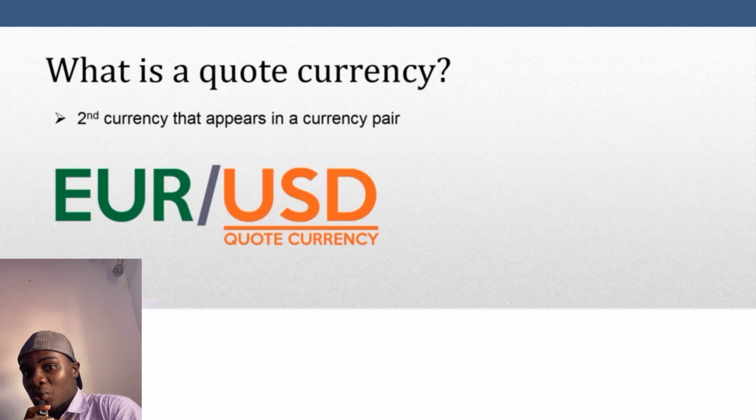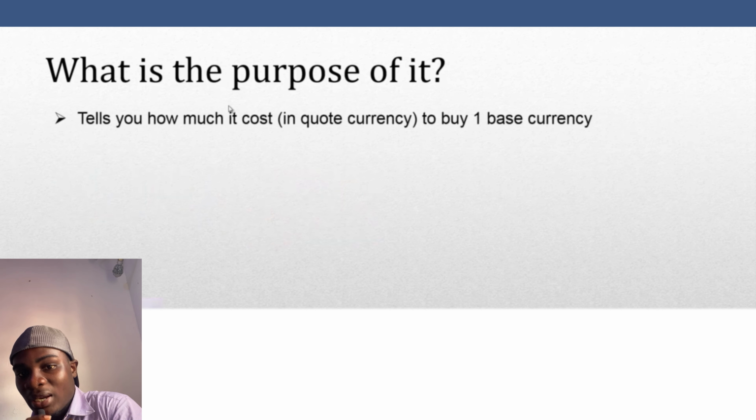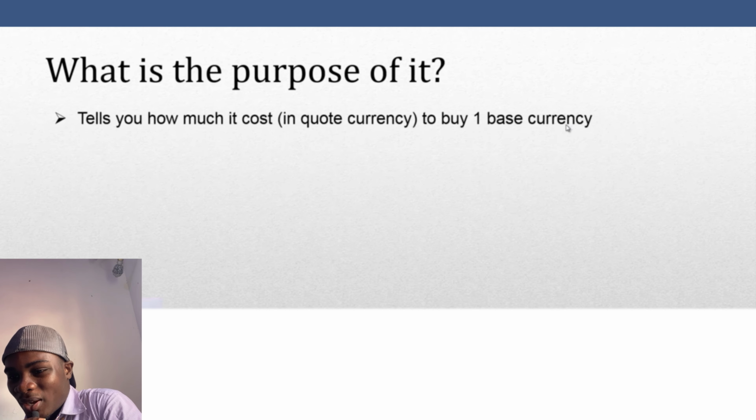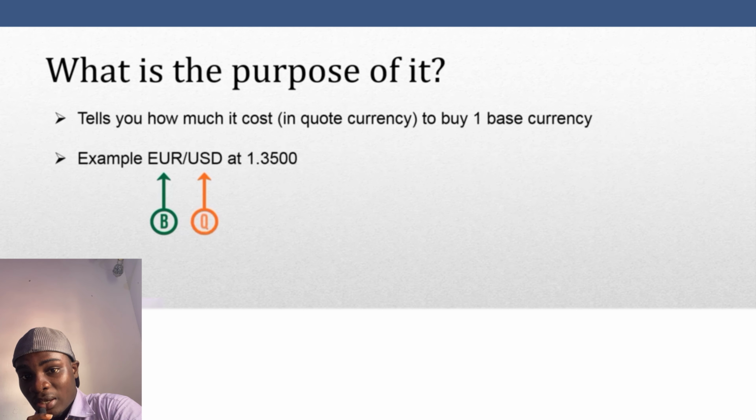You might be wondering, what's the purpose of all this? The purpose is to tell you how much it costs in the quote currency to buy one base currency. I know that sounds like rocket science, but I'll break it down simply. For example, EUR/USD at 1.3500. You know that the euro is the base currency, the B, and the dollar, as we mentioned, is the quote currency. Let's use Q. This tells you how much it costs in quote currency to buy one base currency.